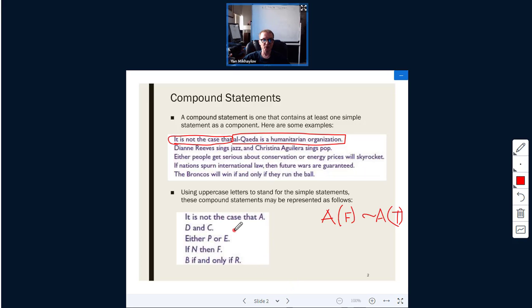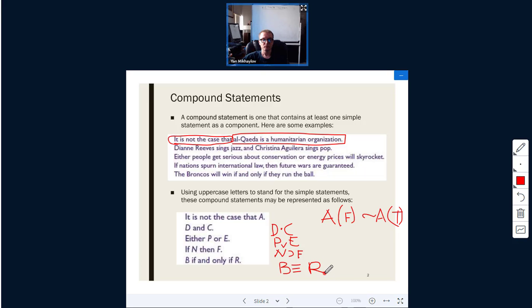So again, remember what notation we use. When we have D and C, we put in a dot here, right? Either P or E, a wedge. If and then F, we put in a horseshoe or an arrow. I do have an arrow a lot there in the PowerPoints, but the book uses a horseshoe. Same thing, doesn't make any difference. P, if and only if R, we're using triple bar. Okay.